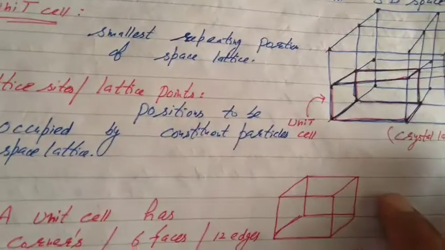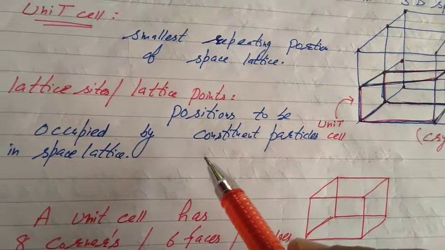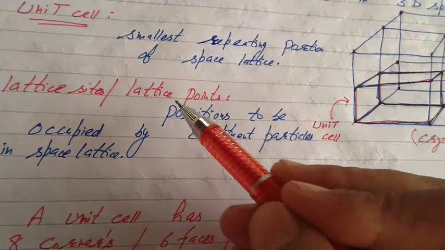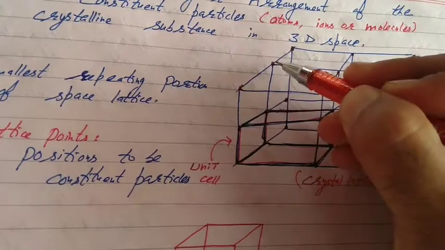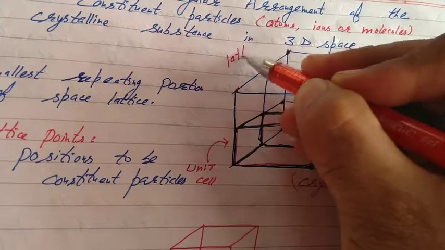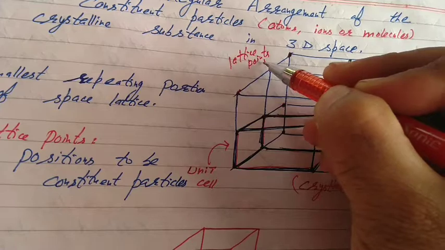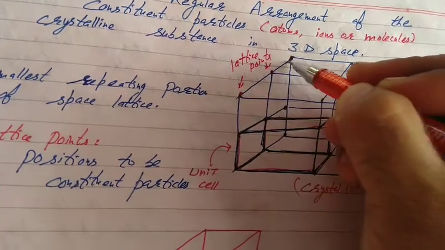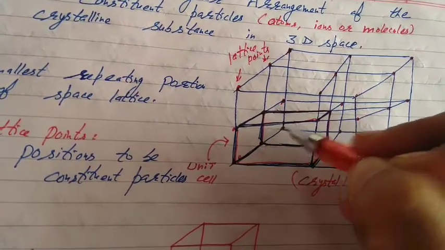Now what are lattice sites? Also called as lattice points. Positions to be occupied by constituent particles in space lattice. What is the significance of lattice sites? They represent the positions to be occupied by constituent particles. These positions, students, are called as lattice sites or lattice points.